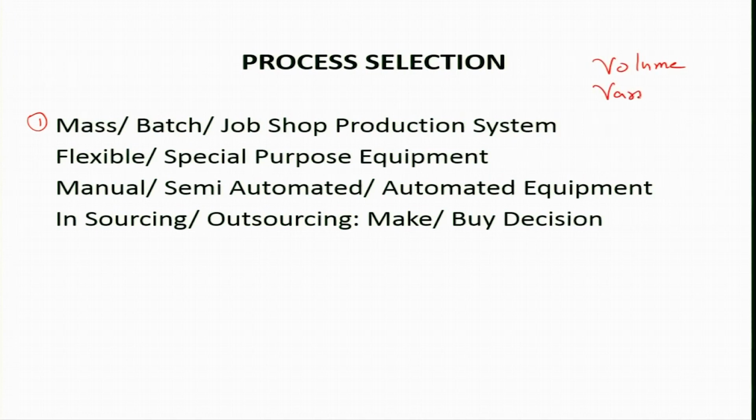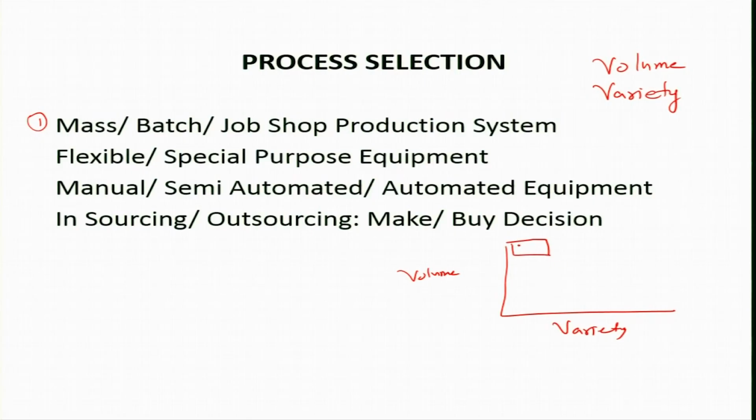we have to decide whether I should go for a mass production system, a batch production system or a job shop production system. We have seen earlier that if the variety is less and volumes are high, like a standard product with not much variety, then I can go for a mass production system. It can be true even for services. If you are providing only one type of product or service, then it can be mass produced.